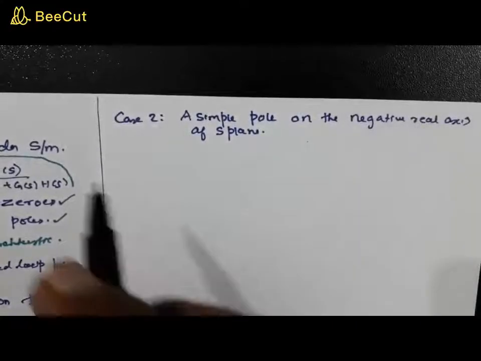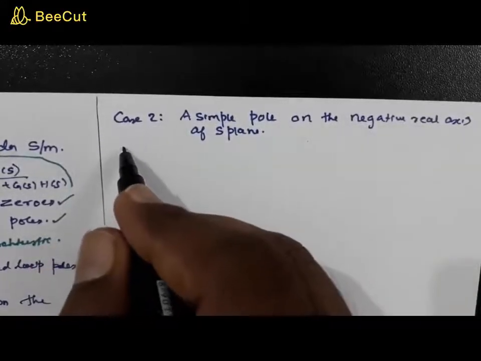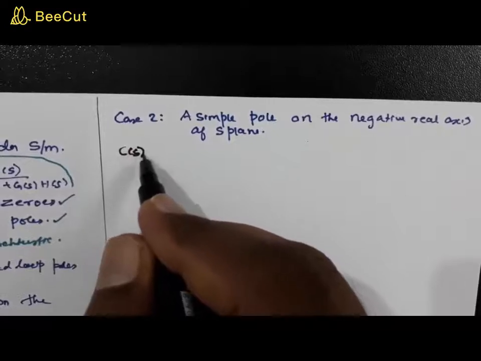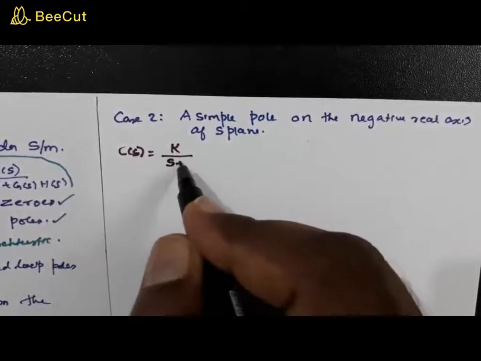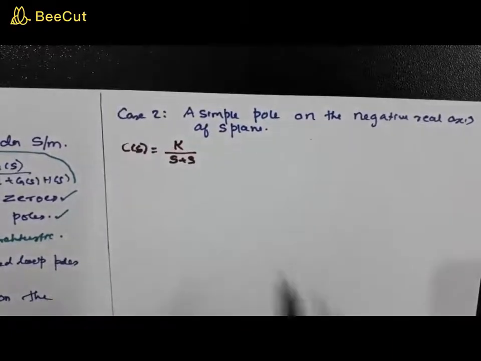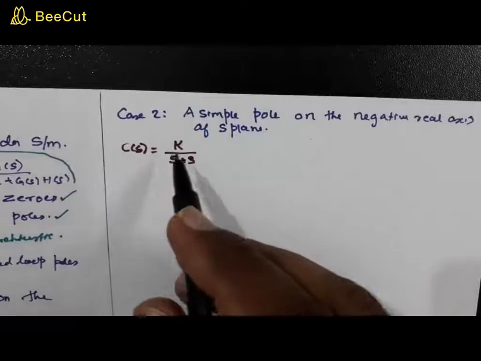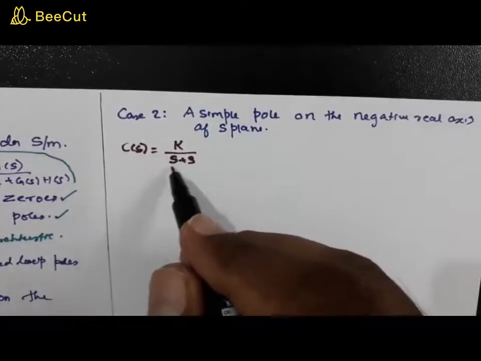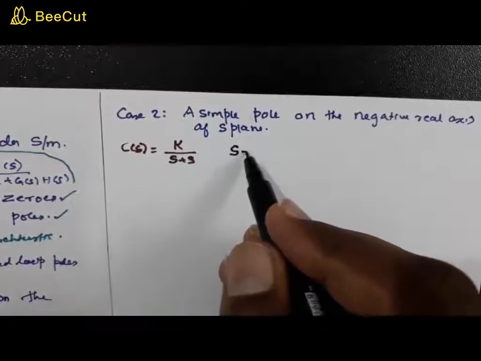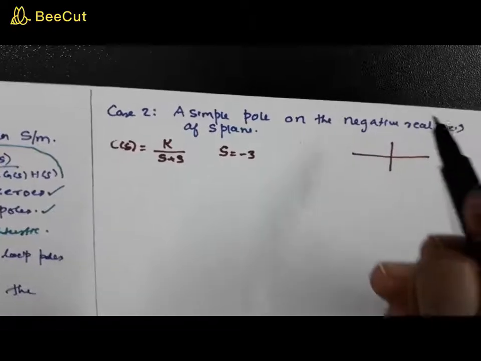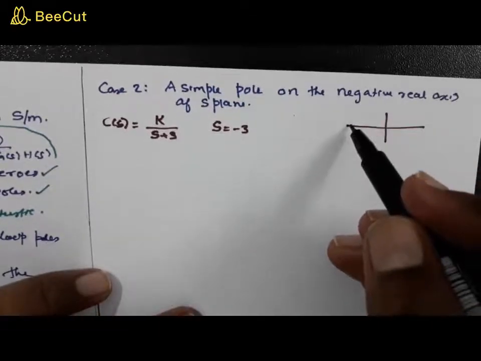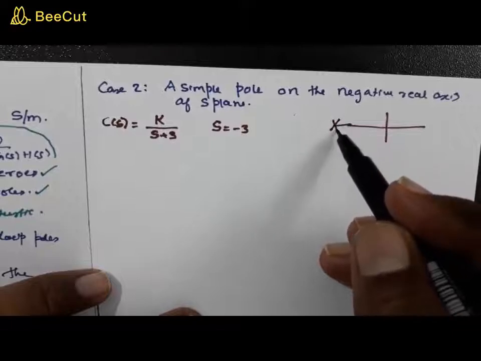Okay. Now, the next case is a simple pole on the negative real axis of the s plane. Say, I'll just give you an example of a C of s. So you have a C of s to be, say, some k divided by s plus 3, right? Now if you have such an example, when you equate the denominator to 0, you will get the pole to be s is equal to minus 3, and if you plot in an s plane, you will be getting a simple pole at minus 3.